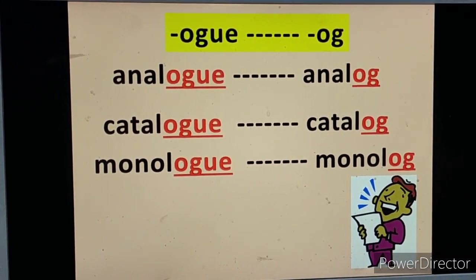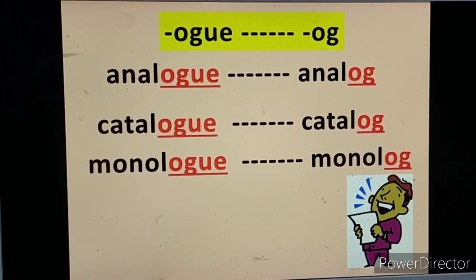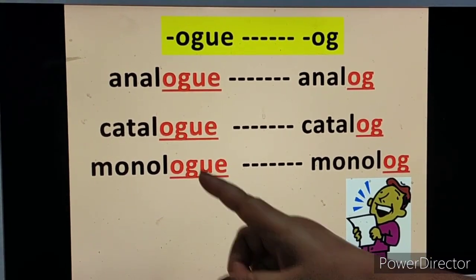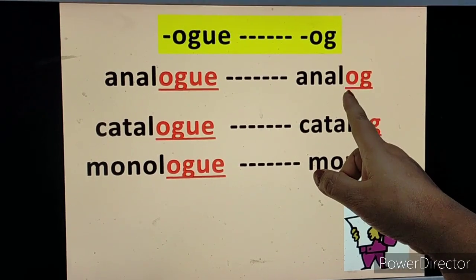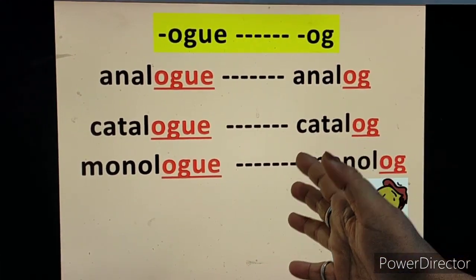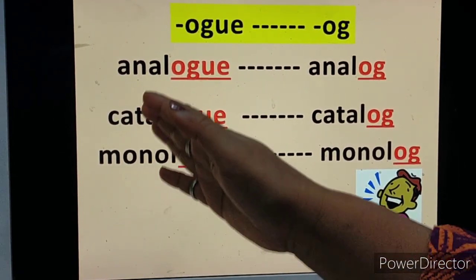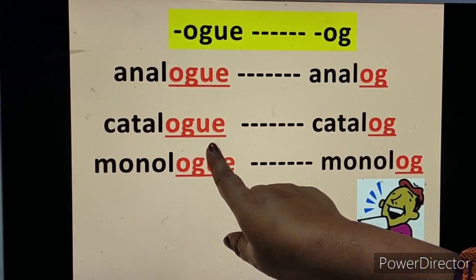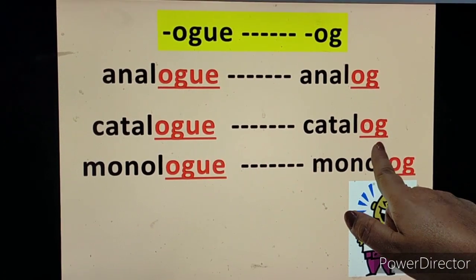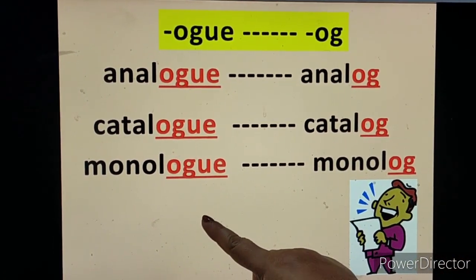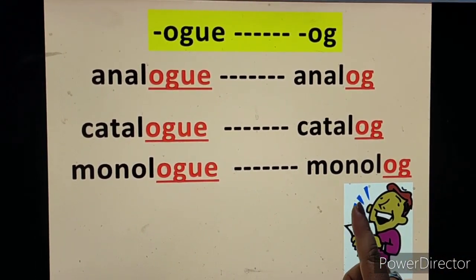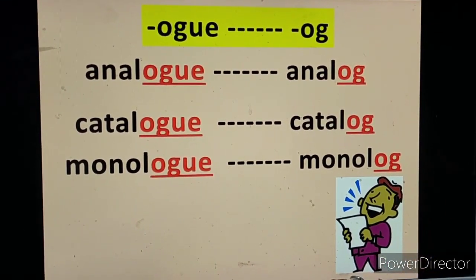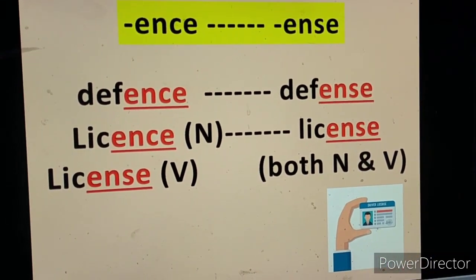Let's go for the next rule, we're talking about the spelling. O-G-U-E will become O-G, like analog. Analog. Doesn't it seem familiar now? Well, this is British and this is American. So catalogue, O-G-U-E, will become O-G for the American. Monologue will become monolog, again without the O-G-U-E. Whole thing transforms to O-G.